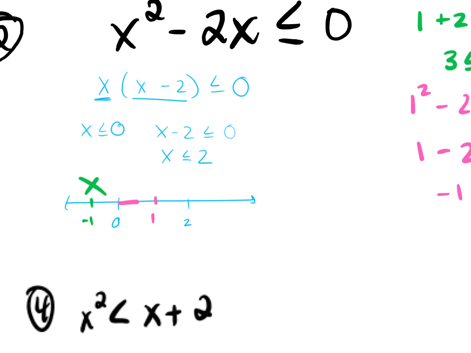So in between works. At 0, am I going to have an open circle or closed circle? Closed circle because it's less than or equal to. At 2, open circle or closed circle? Closed circle, again, because it's less than or equal to.